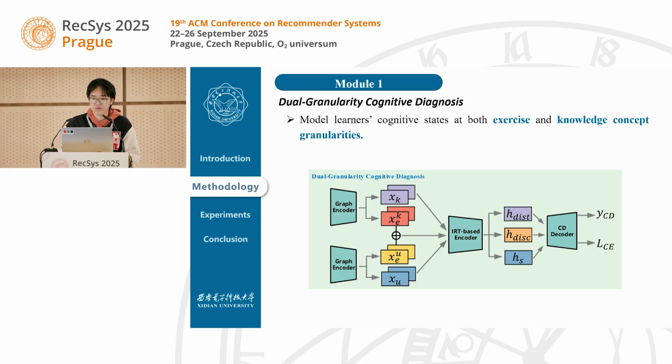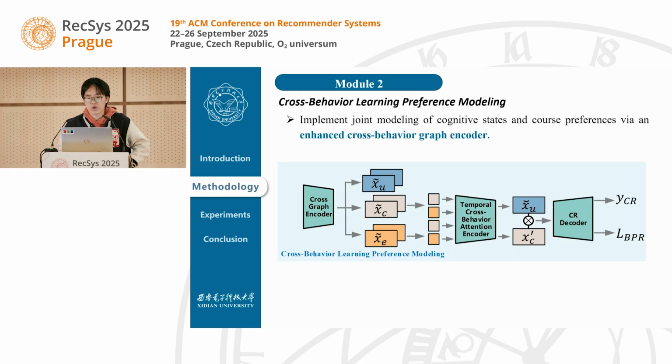And when we get the factors, we move on to the cross-behavior learning preference modeling component. Cross-behavior refers to the cross relationship between the learner's course learning interactions and the learner's exercise answering interactions. We build a cross-behavior graph and send it into a cross-behavior graph encoder to get three different kinds of learner representations, and then send them into a temporal cross-behavior attention encoder.